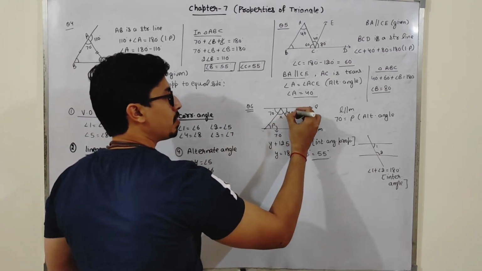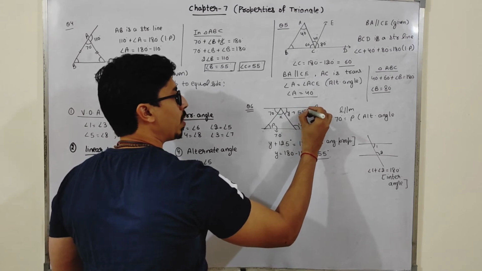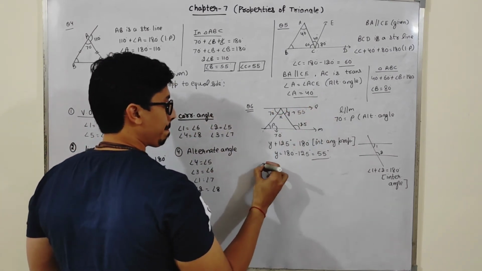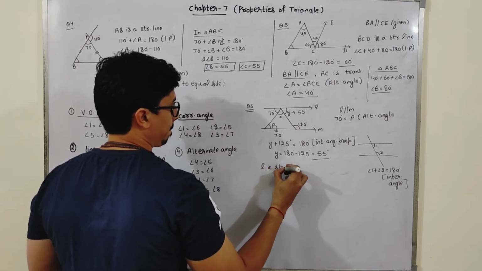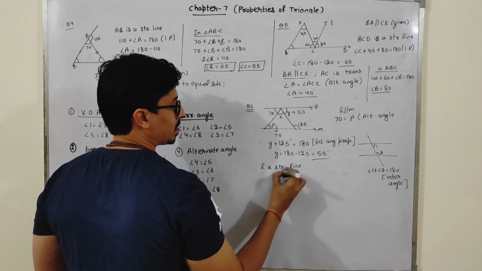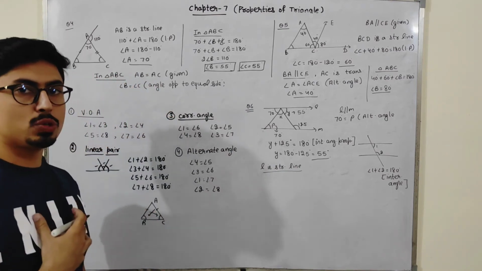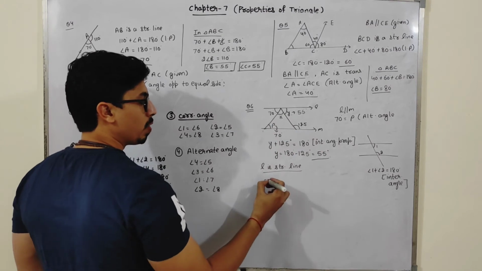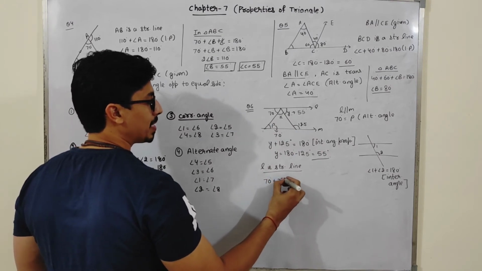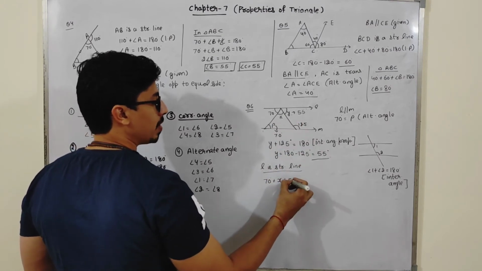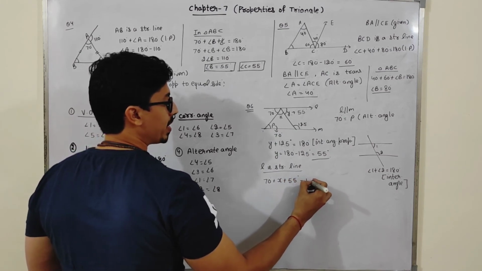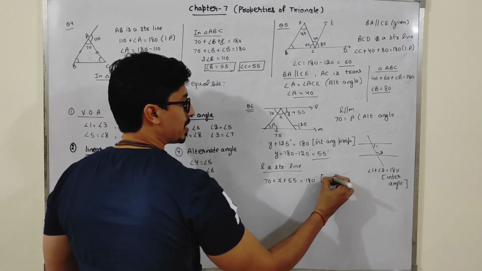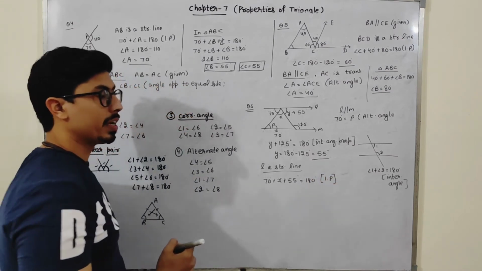Now students, this is 55 degree. I have to only find out the value of x. Now see, L is a straight line. So students, I can use the linear pair property. The sum of these three angles will be 180 degrees. So 70 degree plus x plus y, y means 55 degree, it will be 180 degree. I can use this property because of linear pair.